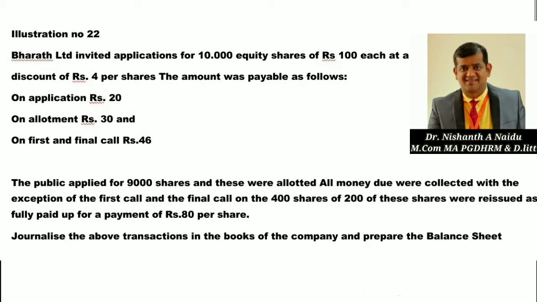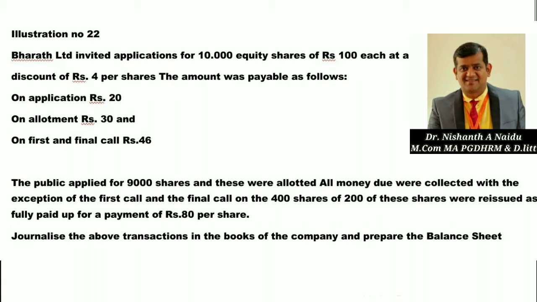So this is the problem here. Bharat Company Limited invited applications from the public for 10,000 equity shares having a face value of rupees 100 each. It is issued at a discount, and the rate of discount is 4 rupees. Clear? So the amount payable on application is 20 rupees, on allotment 30 rupees, and on first and final call 40 rupees. This is the amount payable, whatever he has given in the problem.